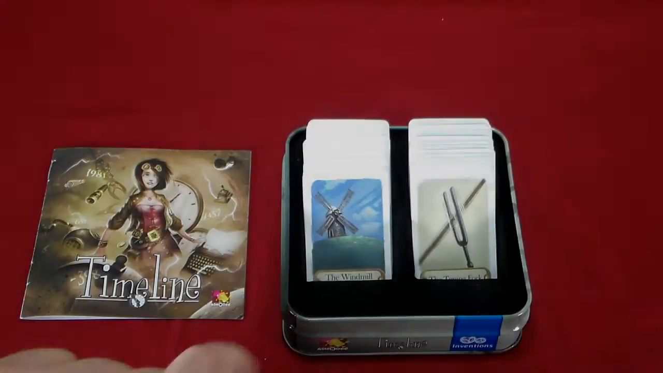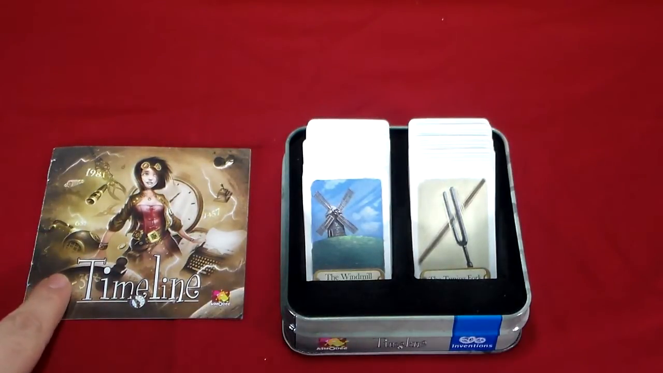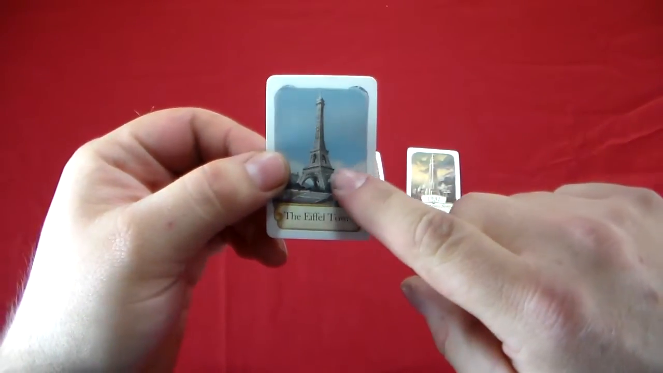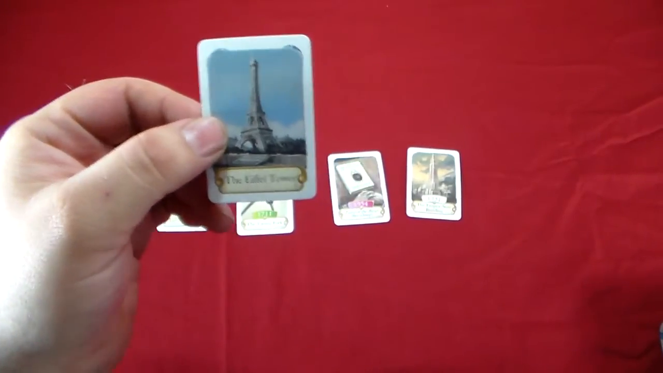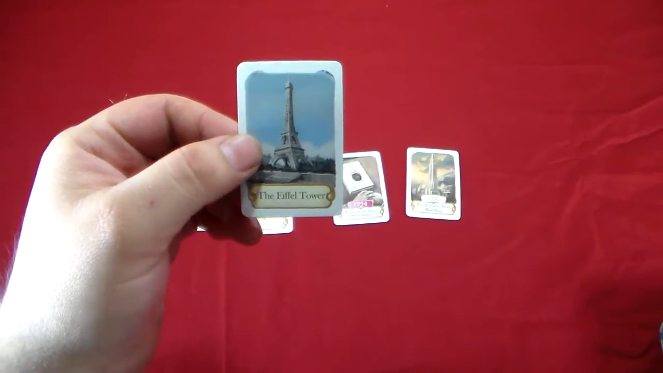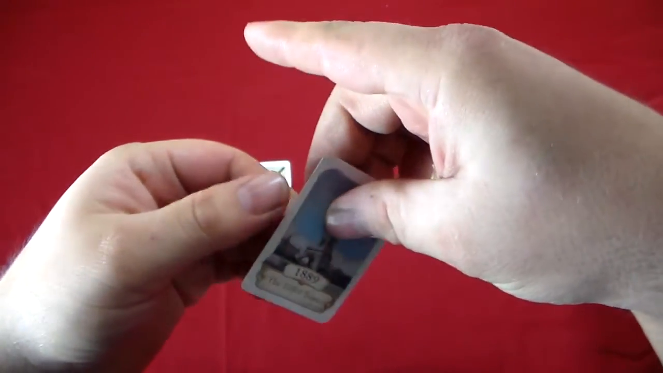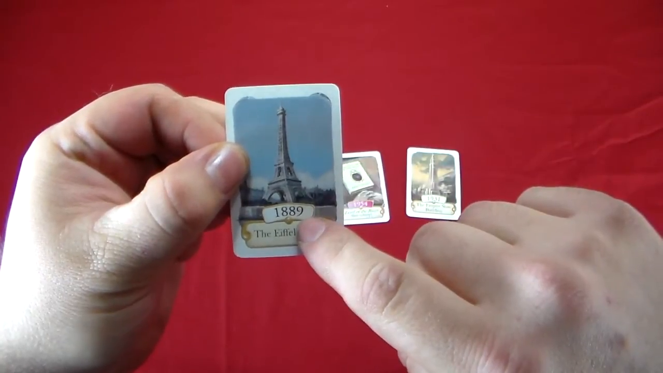In Timeline Inventions, you get 109 cards and an instruction manual. Each card is double-sided. One side has a picture of the event, structure, invention, whatever, in history, and the name of it. On the other side, it also has a picture and the name of it, but it also has a date.